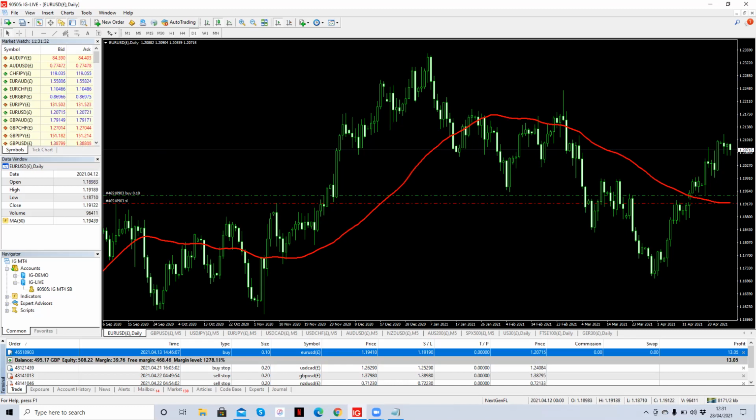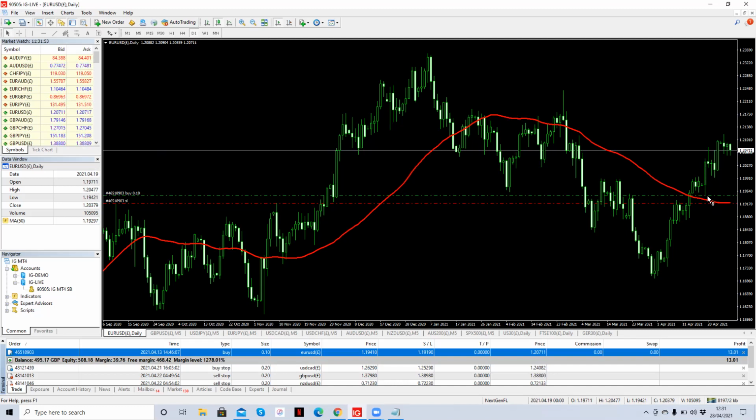So I'm currently in a live swing trade. You can see where the market broke the moving average on the 13th of April, took my buy trade with a 100 pip stop loss. I left the 100 pip stop loss alone till the market moved 100 pips in my direction, which it did on the 19th of April.